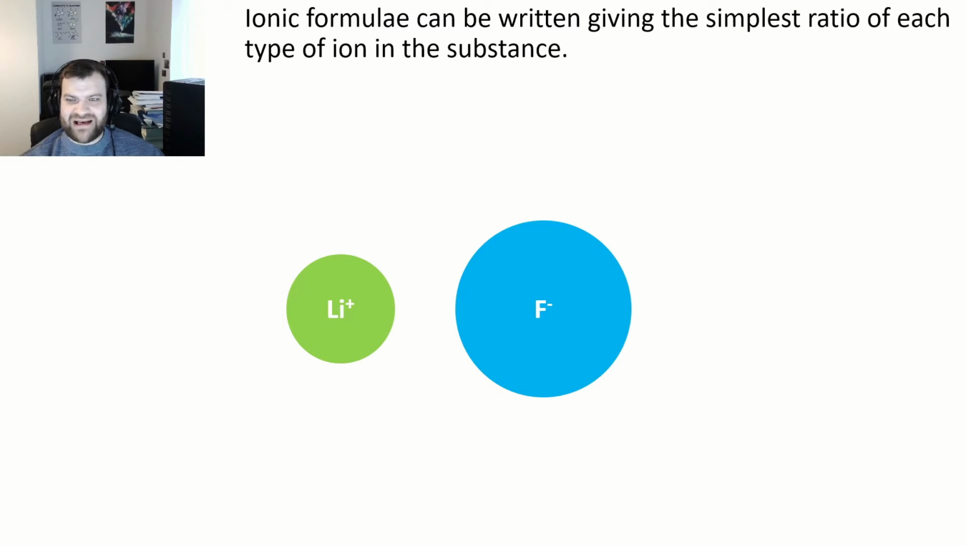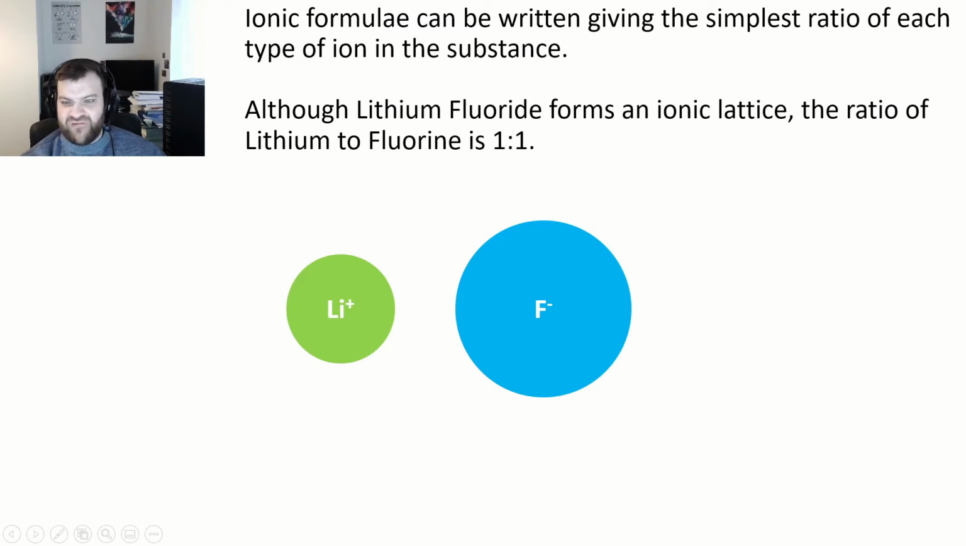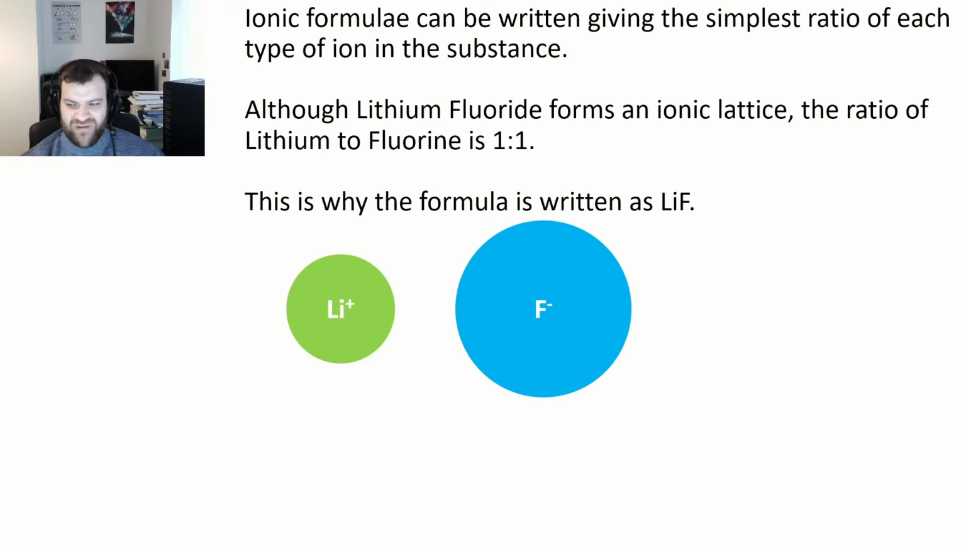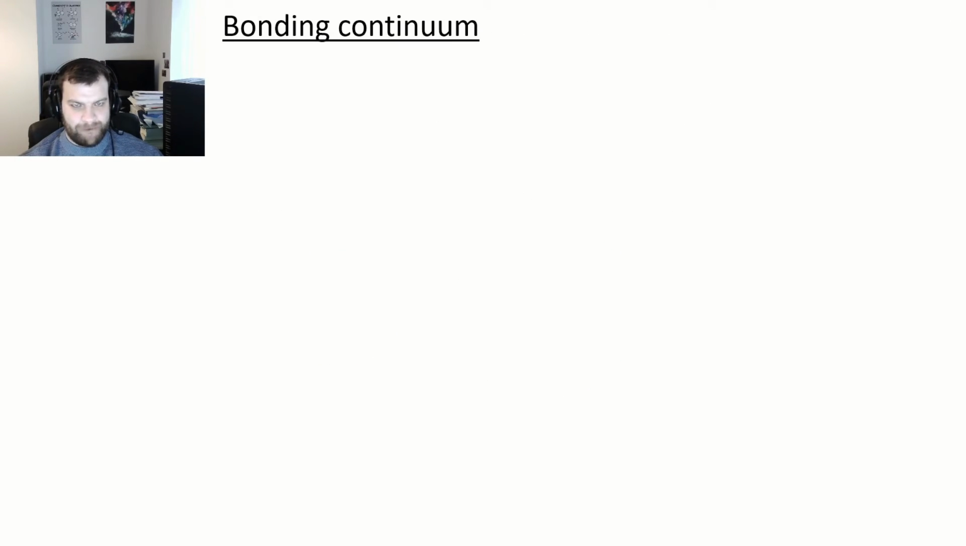When you're given an ionic formula, it's usually written as the simplest ratio of each ion. So despite it forming an ionic lattice, because the ratio of lithium to fluorine is 1:1, it will be written as LiF. This doesn't mean there's only 2 ions involved. There would be lots and lots of ions. It's just the ratio we look at for this formula.